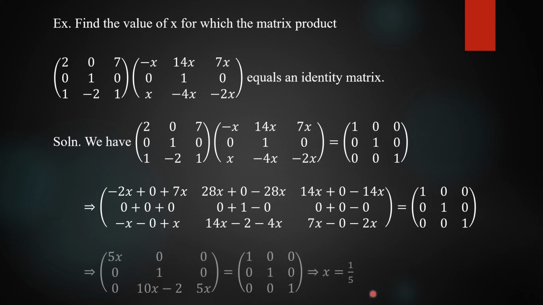Very simple. This is 5x, 0. And the right hand side is 0. If these two matrices are equal, the corresponding elements are also equal. So 5x is equal to 1, so x will be 1 by 5. Or you may take 10x minus 2 is equal to 0. From here also x will be equal to 1 by 5. Or you may take this one, 5x is equal to 1.